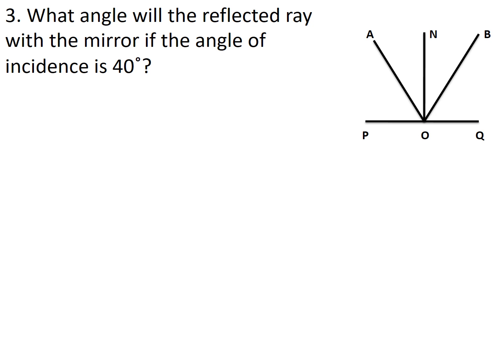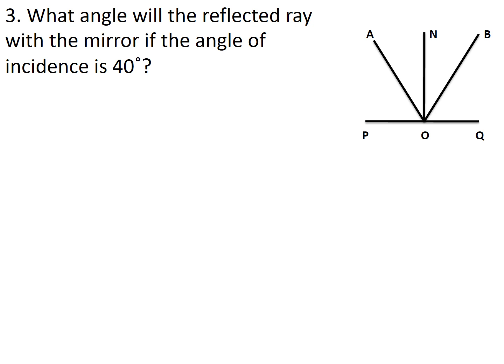What angle will the reflected ray make with the mirror if the angle of incidence is 40 degrees? Read it once again. What angle will the reflected ray make with the mirror if the angle of incidence is 40 degrees? Now here I am not showing you again and again how we are supposed to draw. Directly I have shown you the drawing. The only thing is whatever is asked in the numerical, I now have to show it in the diagram.